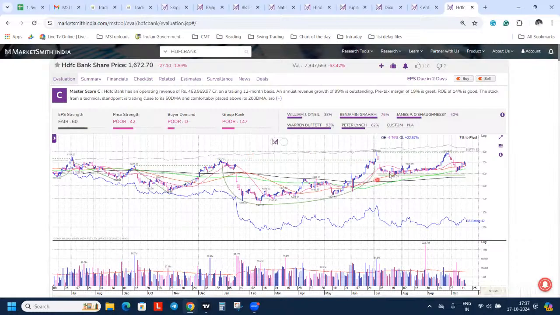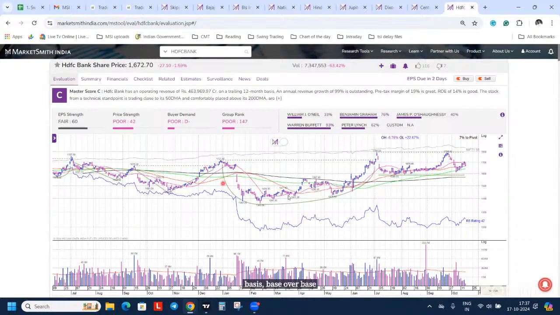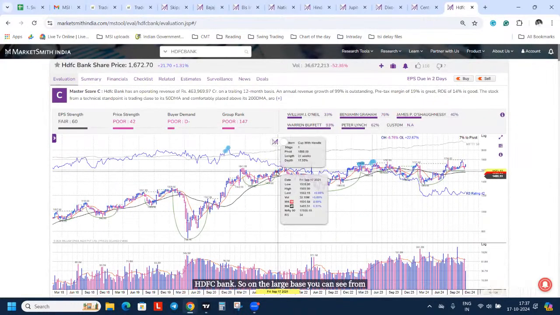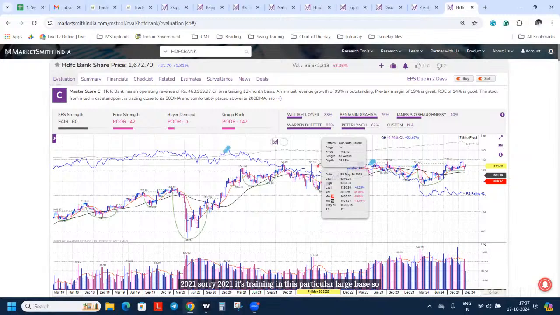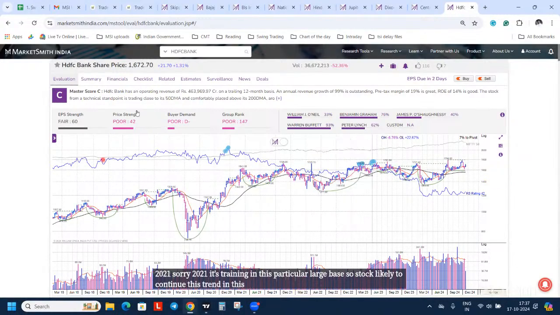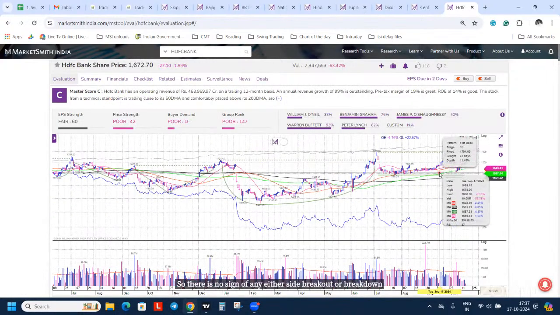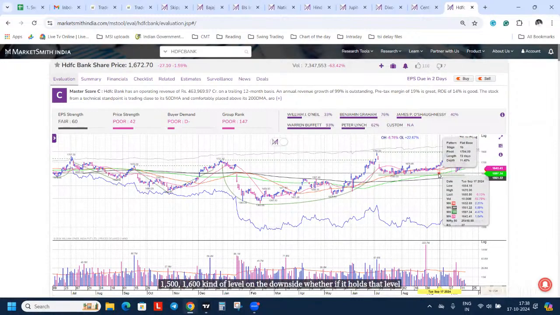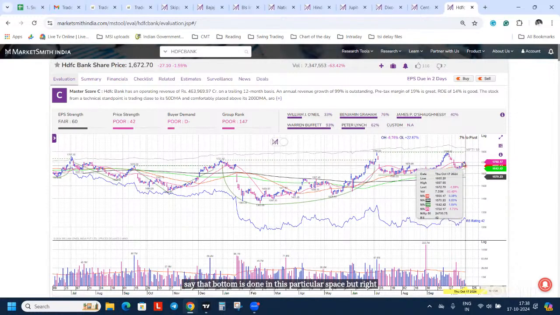Next one is HDFC Bank. It is a banking stock where it has formed multiple base over base. On the last base, we can see from almost 2021 it's trending in this particular large base. So the stock is likely to continue this trend in this particular base. There is no sign of any breakout or breakdown on either side. So one can wait for the 1,500 kind of level on the downside. If it holds that level, then we can say that the bottom is done in this particular base. But right now it's not showing any movement on either side.